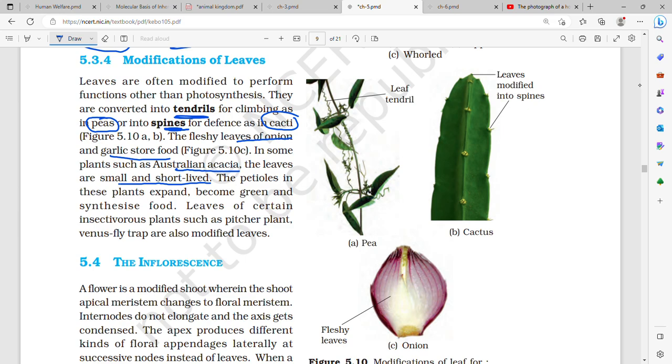Leaves of certain insectivorous plants such as pitcher plant and Venus flytrap also have modified leaves. That is, in Venus flytrap we have seen that it is modified to form a trap, in which if an insect goes in, it closes and digests the insect with enzymes.